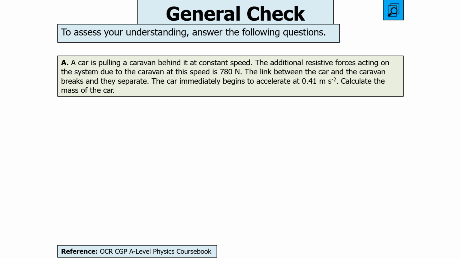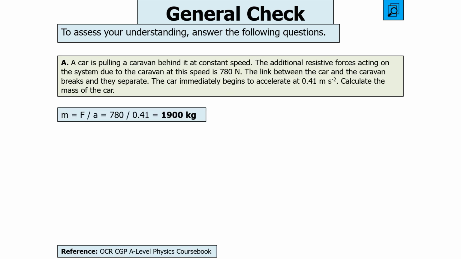The link between the car and the caravan breaks and they separate. The car immediately begins to accelerate at 0.41 meters per second squared. Calculate the mass of the car. So pause the video now, then unpause the video when you want to go through your answer. So we know m equals F over a. m will therefore equal 780 over 0.41, 1,900 kilograms.